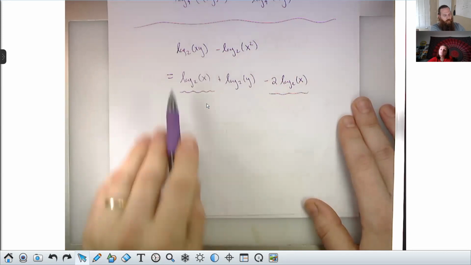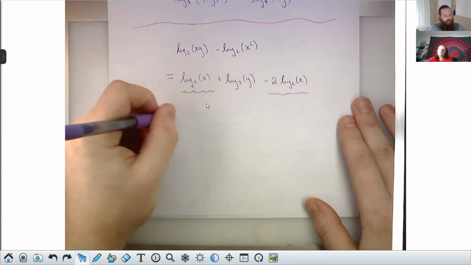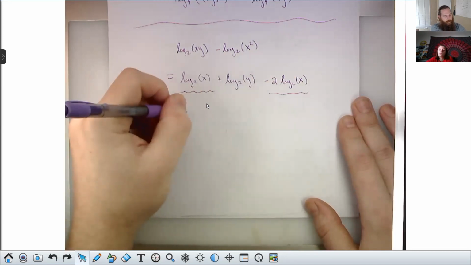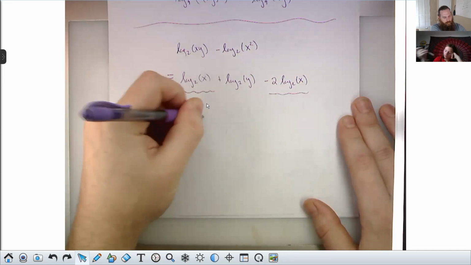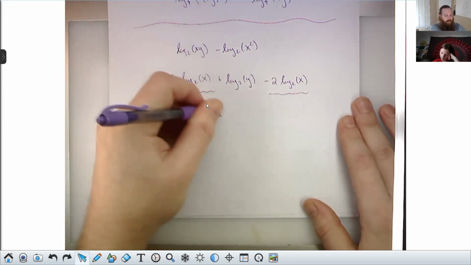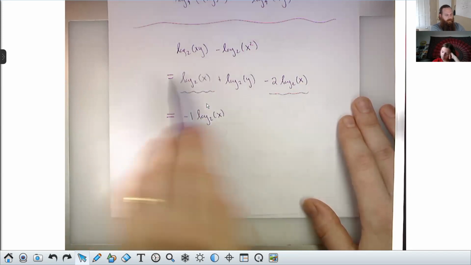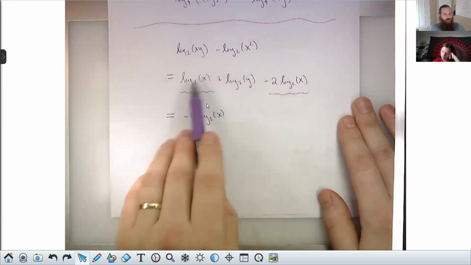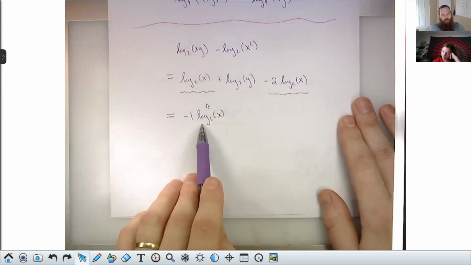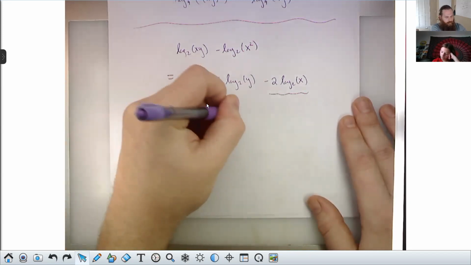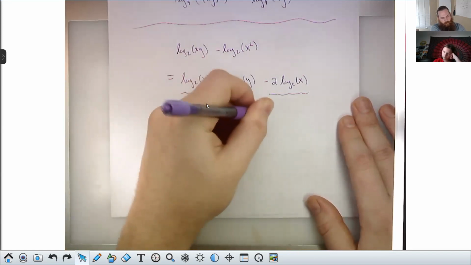Oh. Got 1 apple and minus 2 apples. So I could write that as negative log 2x, right? Like if this was x and this is minus 2x, then x minus 2x would be negative x, or negative 1x. And this guy here is log 2 of y still.